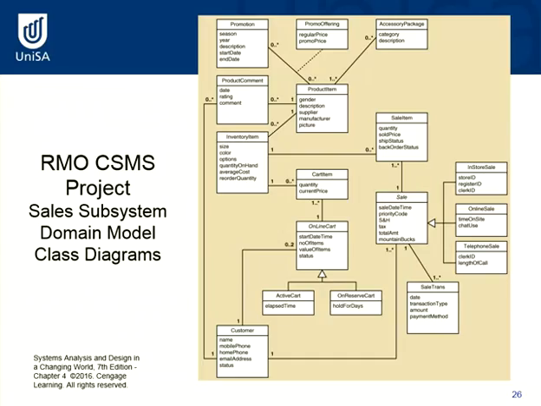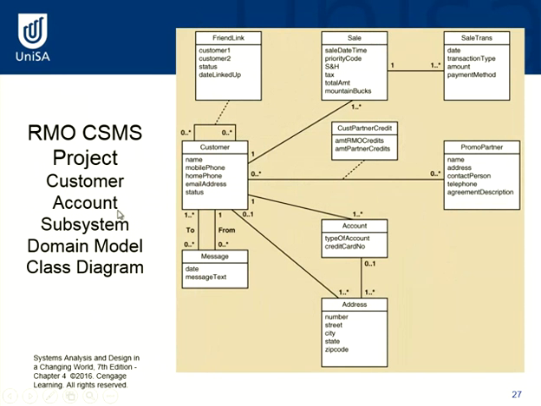So this is the subsystem for sales, okay? This is the customer account subsystem. Okay, again, we've got an association class and quite a number of attributes. Here we've got a to and a from, so they've decided to label a couple of them, but not all of them.